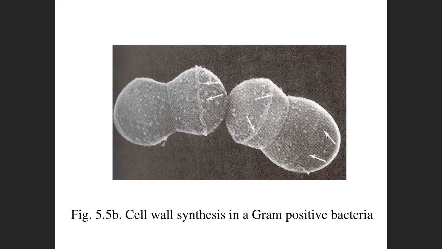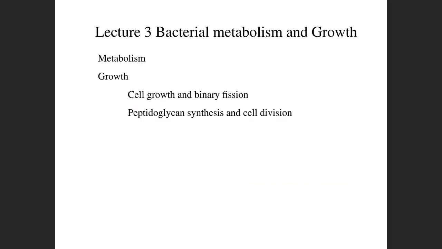And this is how they actually look under the SEM, scanning electron microscope. Okay, this is a gram-positive streptococcus cell. That's how it grows. Okay, this is very important. So this is the growing area, and this is new area that's growing. Let's take a look.